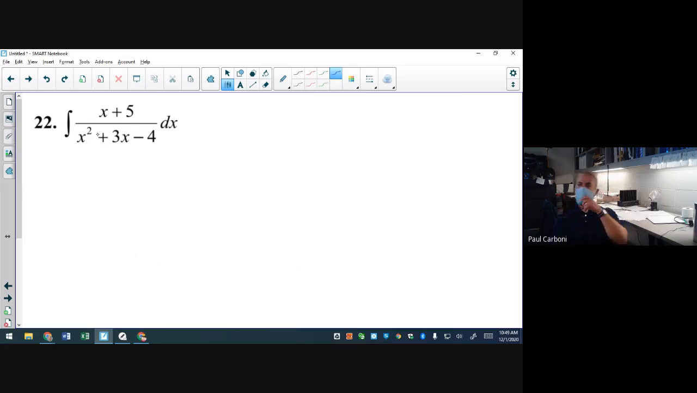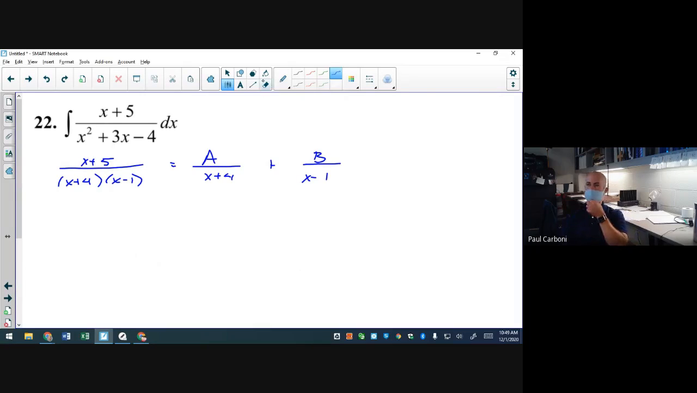Okay, so this one, always check, see if the top is the derivative of the bottom, but there's no way you can turn x plus 5 into a 2x plus 3. So we're going to go with partial fractions. The bottom does factor: x plus 4, x minus 1, and that's going to equal something over x plus 4 plus something else over x minus 1.